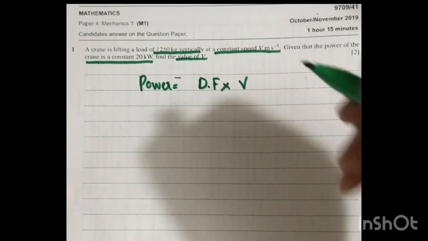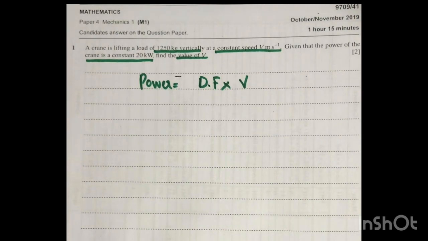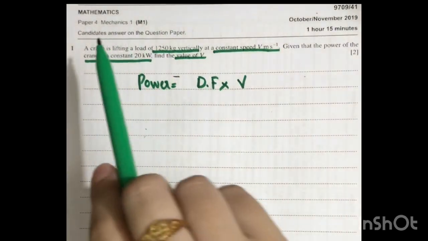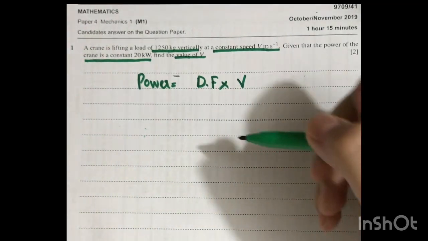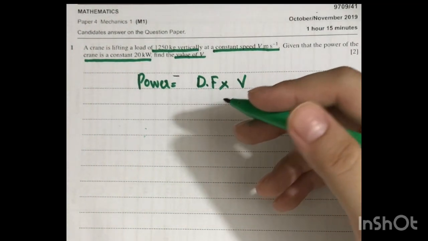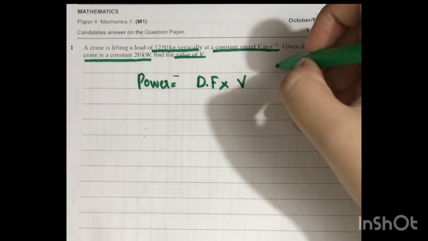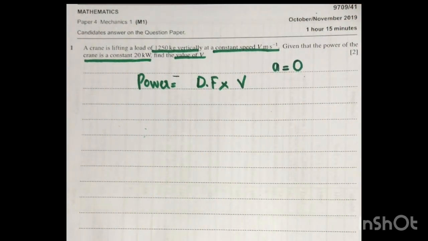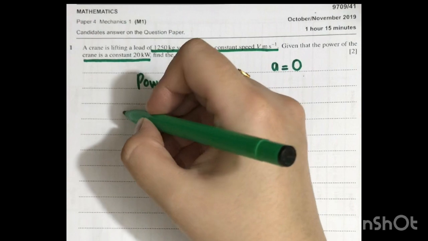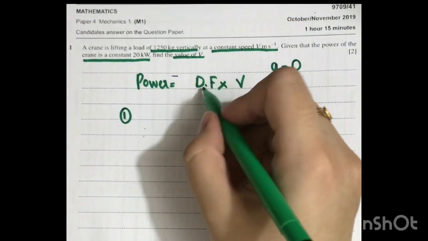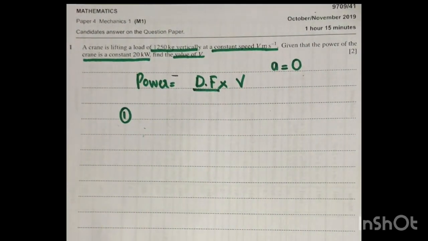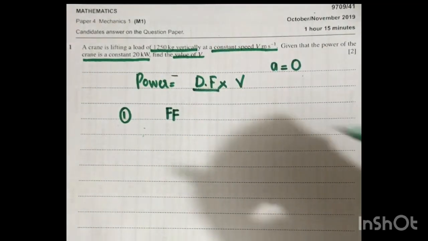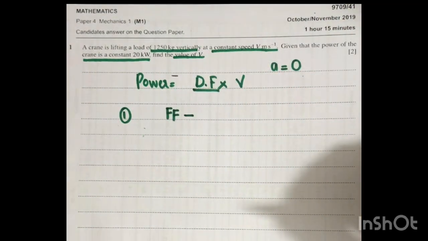multiplied by the velocity. And another essential piece of information that they've given us is that it is lifting a load at a constant speed. So constant speed means that there is no change in the speed, hence the acceleration is 0. And we can use the forces formula to find out the driving force, also known as the forward force. So the forward force is unknown minus the resistive force.